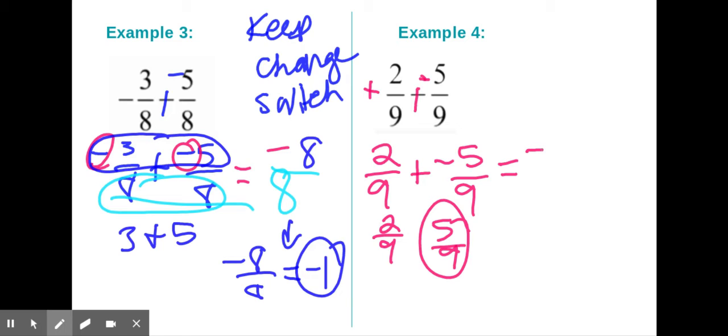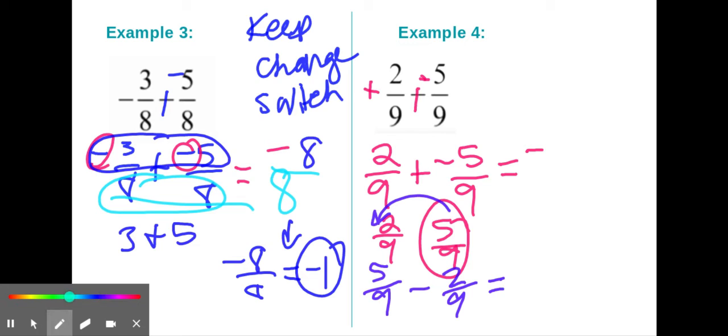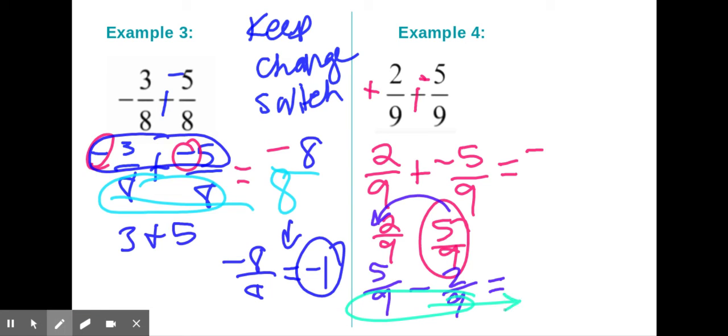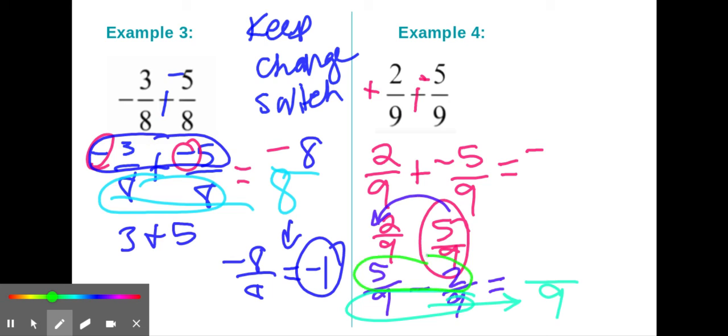negative. We're now going to subtract those numbers, so we need to switch the order of these. We're going to have 5/9 minus 2/9. Again, we have a common denominator, which is great, so we bring that straight over, and that's still our denominator. Now we look specifically at 5 minus 2, and 5 minus 2 is 3. So we have 3/9.